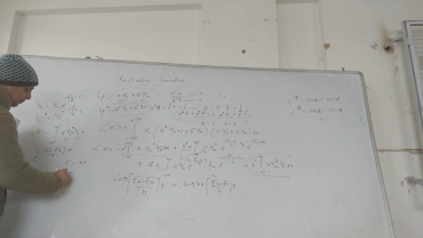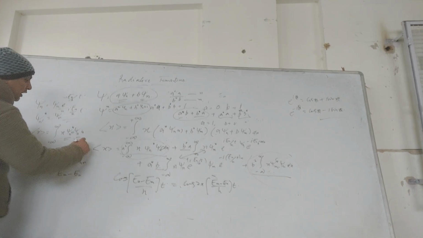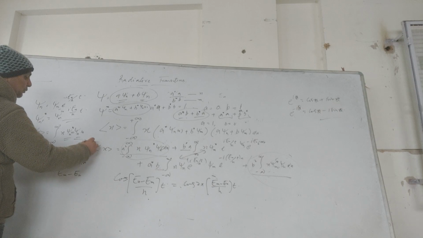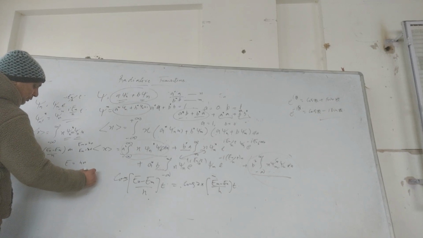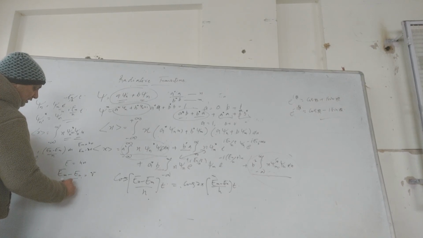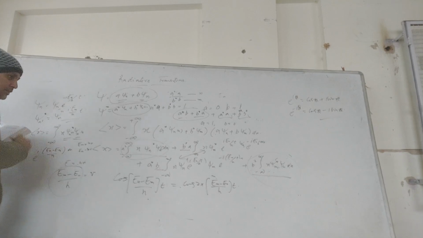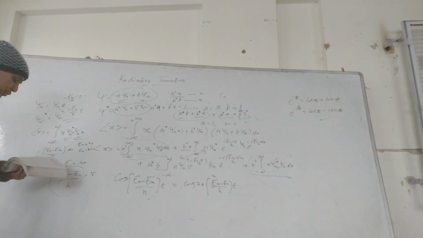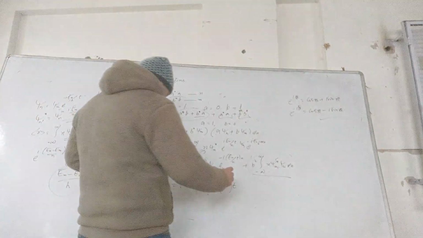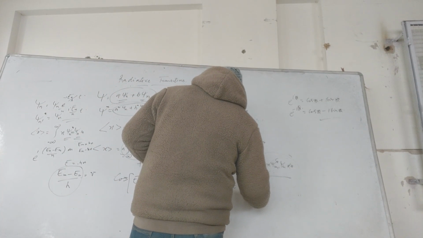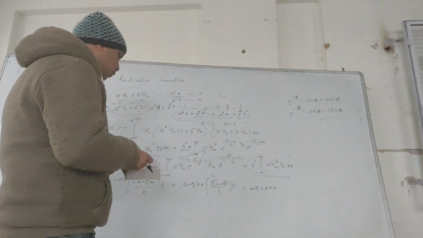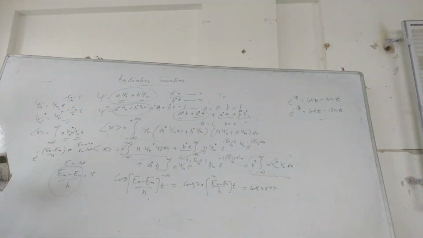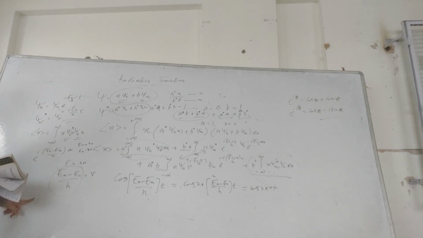You can have E m equal to h nu, E n equal to h nu, and the difference of the two, E m minus E n, is equal to h nu. So it will come like this. Okay? So we are going to substitute here, 2 pi. So the electron therefore oscillates periodically with this frequency.